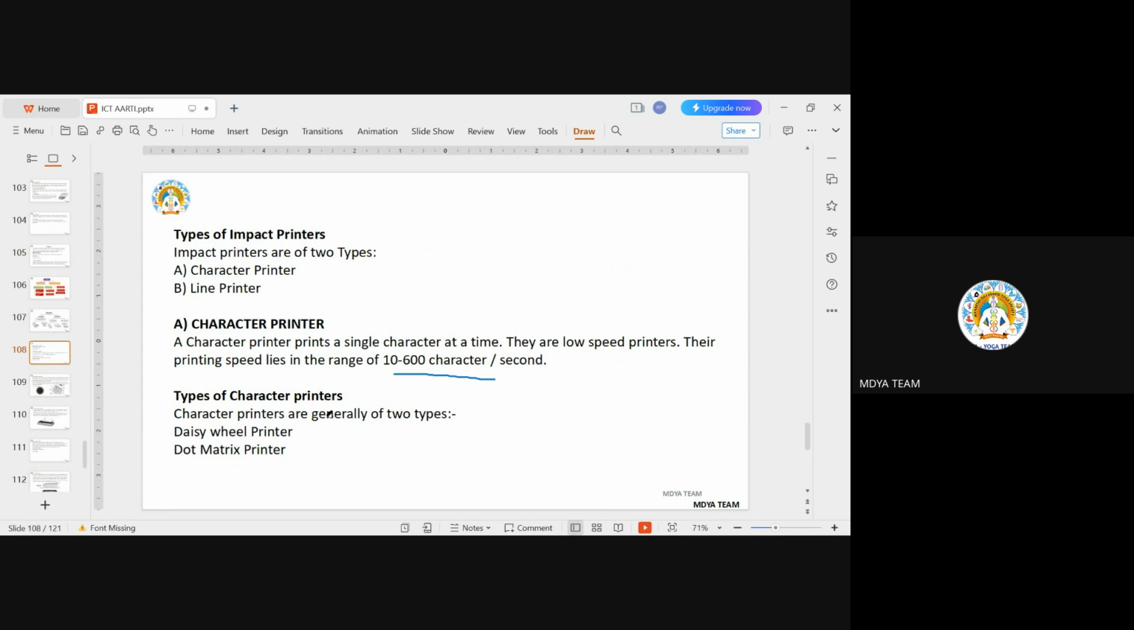The types of character printers are daisy wheel and dot matrix. You have to remember these words. What are the impact printers? Character printer and line printer. In character printer, daisy wheel and dot matrix. Sometimes questions come like this: which printer belongs to character printer, which belongs to impact printer, which belongs to non-impact. This type of question is asked in exams.